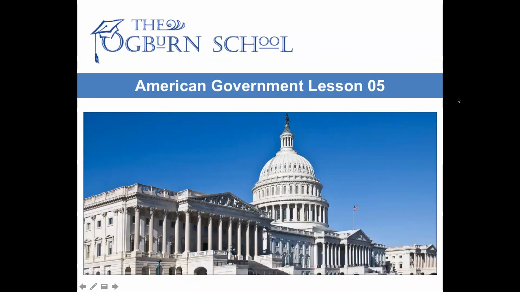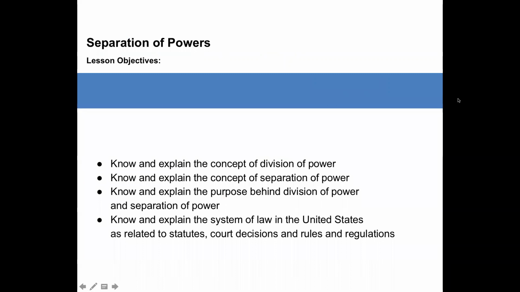American Government Lesson 5, Separation of Powers. Our lesson objectives are: know and explain the concept of division of power, know and explain the concept of separation of power, know and explain the purpose behind division of power and separation of power, know and explain the system of law in the United States as related to statutes, court decisions, and rules and regulations.